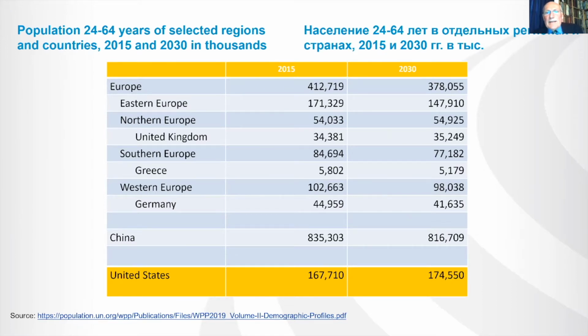Now, I just put China there as an interesting one, because its labor force will decline from 835 million down to 817 million. Quite a marked decline. The era of cheap labor in China is over. At the bottom, I put the United States. Its labor force increases from 168 million to 175 million. The United States is different. It's still aging, as you'll see, but it's different. Why? Well, I'll just leave that hanging for a couple of minutes.